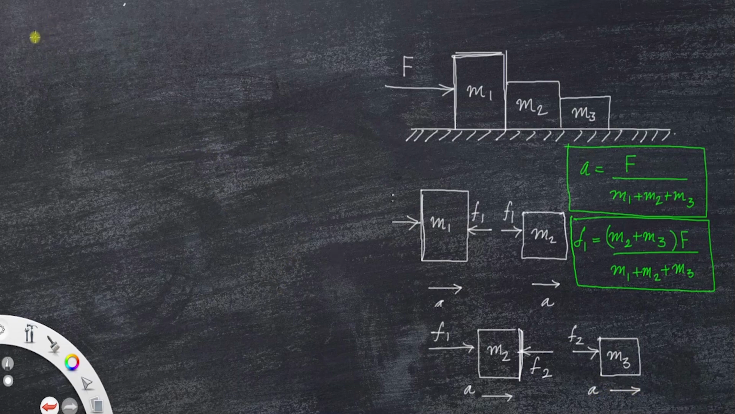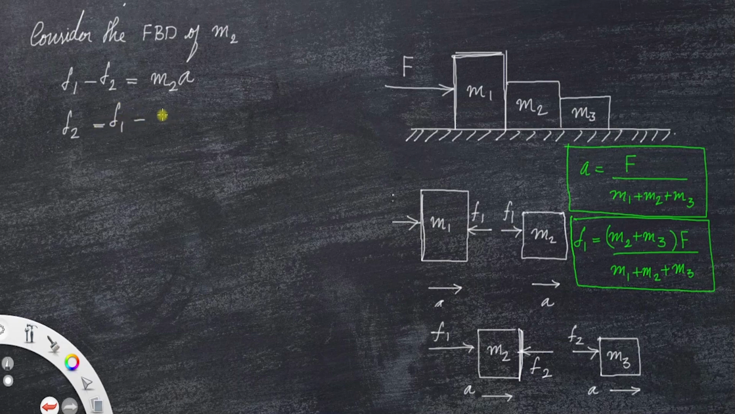Now consider the free body diagram of m2. We have unbalanced force. Here the unbalanced force is F1 minus F2, which is equal to the mass of this body m2 into acceleration. Clear? We found out the value of F1. Well, here we have to find F2. So F2 will be, rearranging, F1 minus m2a.